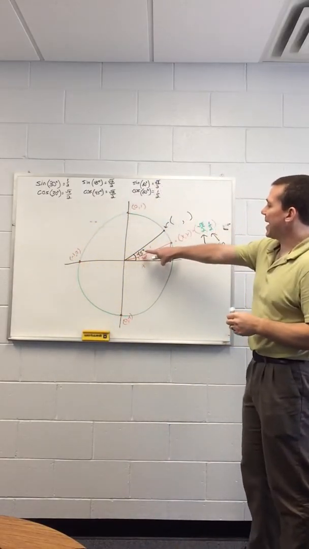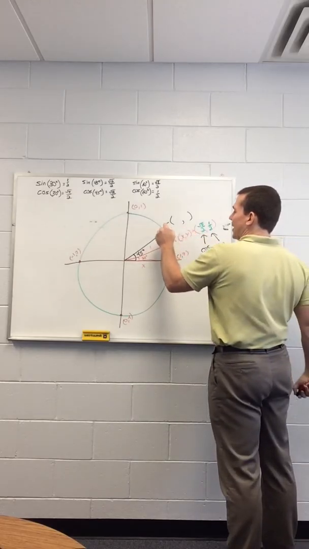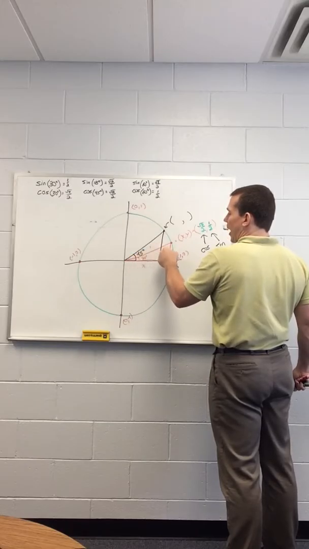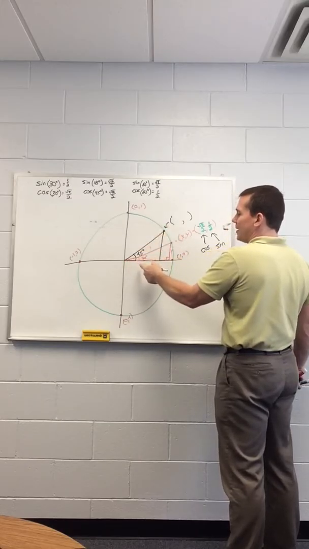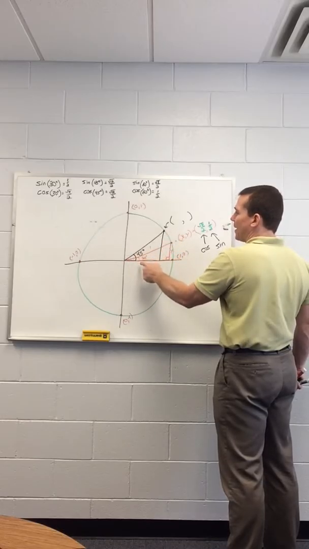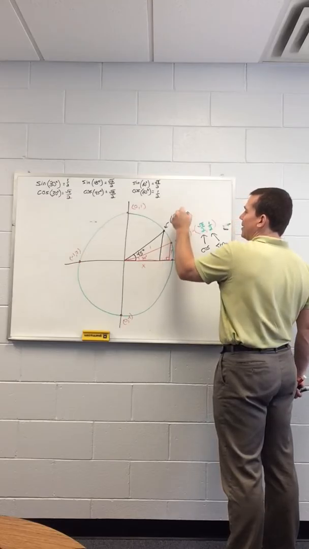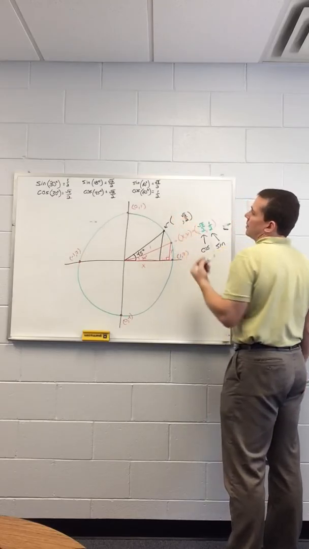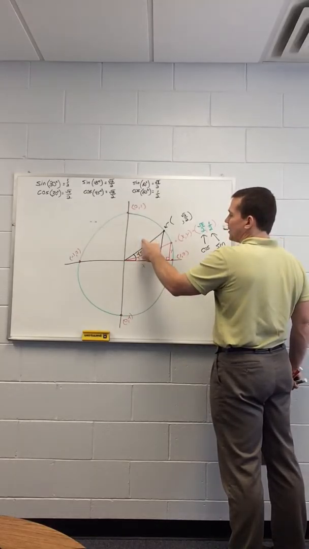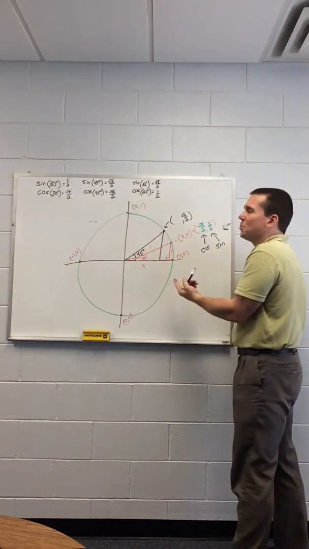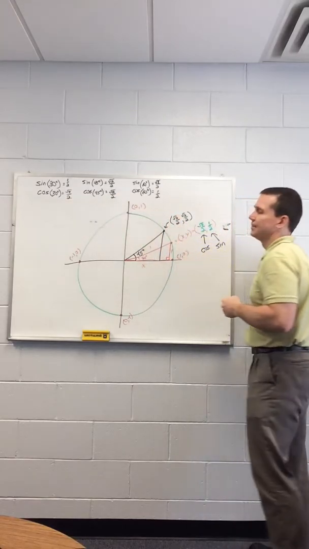If I want to find sine of 45, well, when I draw my triangle, it's going to be opposite over hypotenuse. But the hypotenuse is 1, so the sine of 45, which I know is root 2 over 2, is going to equal y. The cosine of 45 will just be the adjacent over the hypotenuse, which is just x, because the hypotenuse is 1. So the cosine of 45 will also be root 2 over 2.